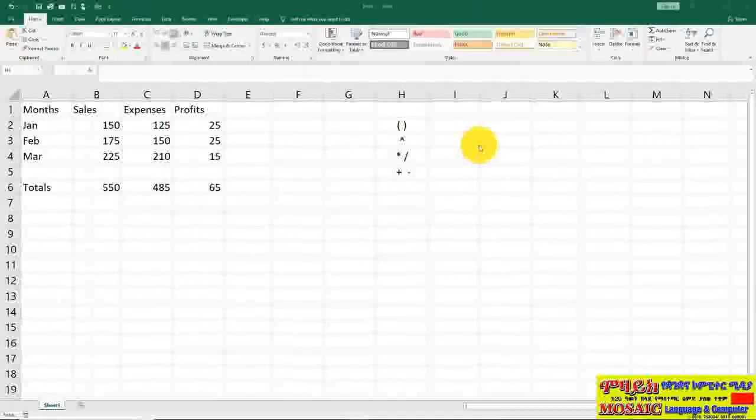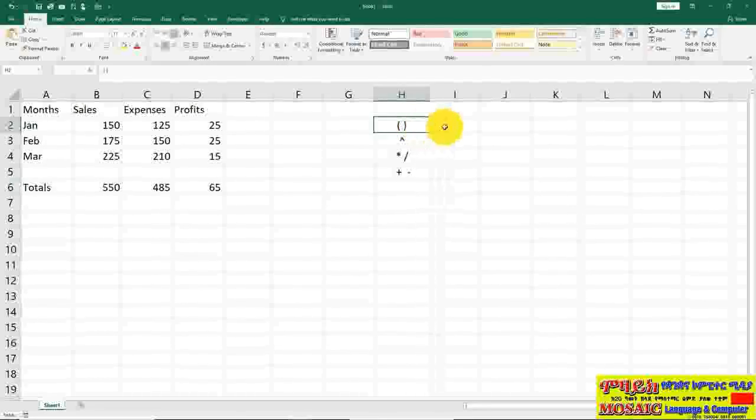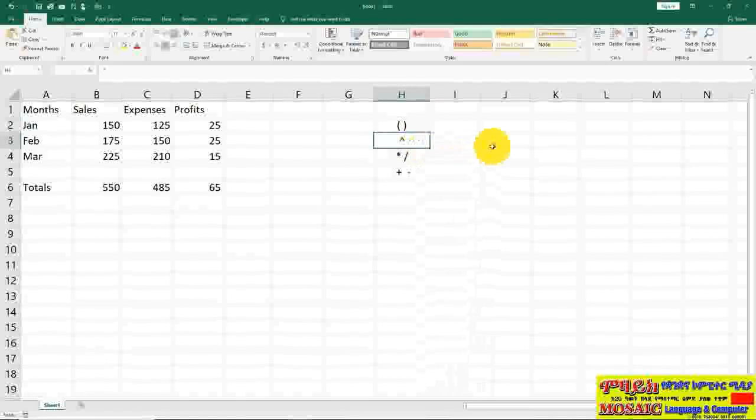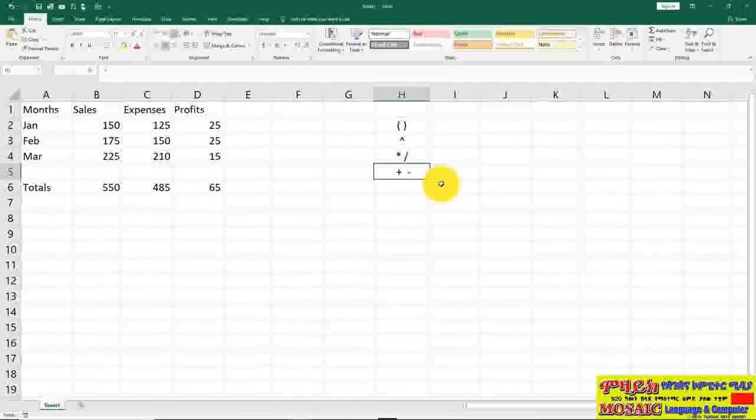Math of any kind will always follow the order of operations. Excel will look through your formula, and if it sees anything in parentheses like you see here, it will do what's in parentheses first. There's no exceptions to that. Then it will look for any exponents, and that would be if you had 4 to the second power, for example. Then it will look for any multiplication or division, and then addition or subtraction.